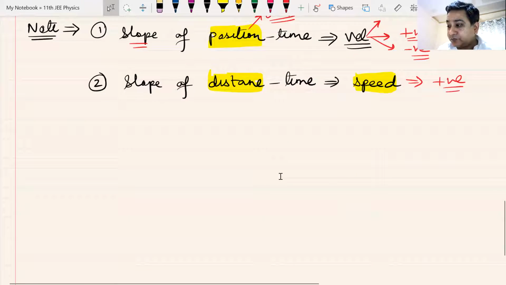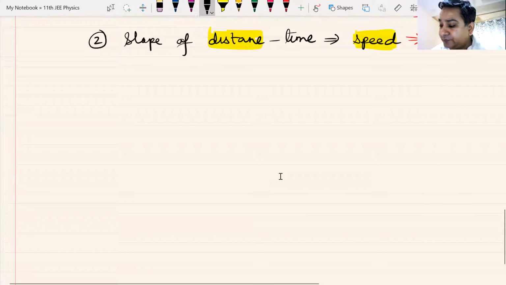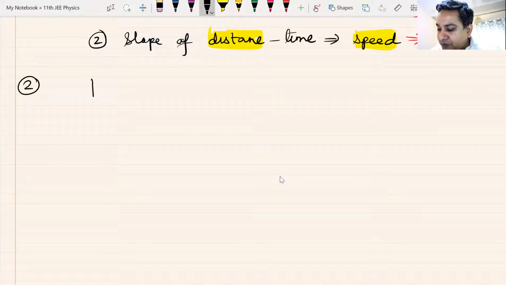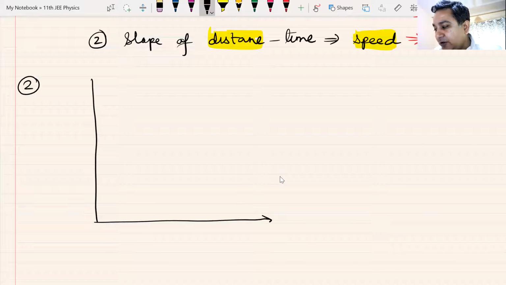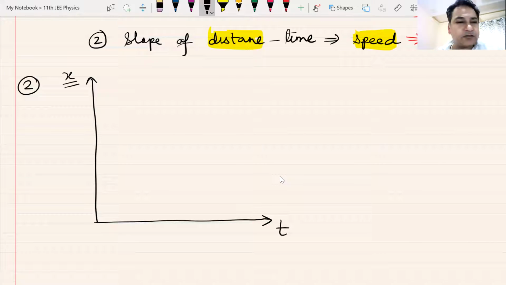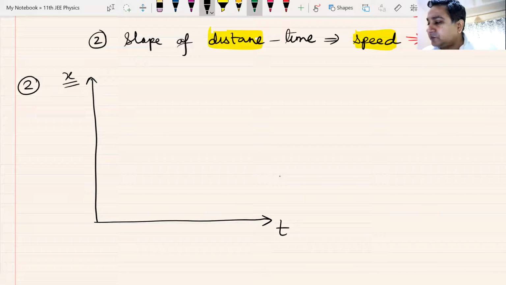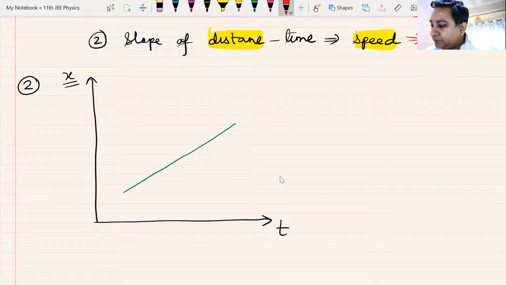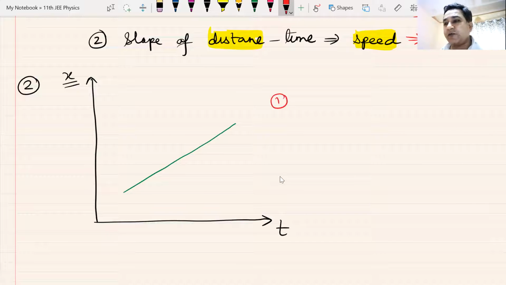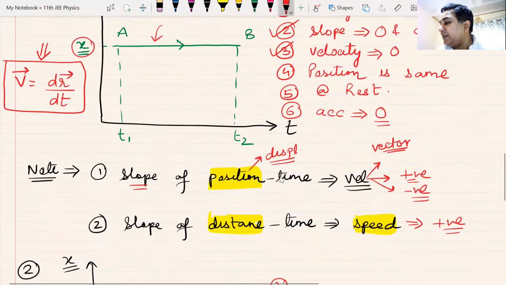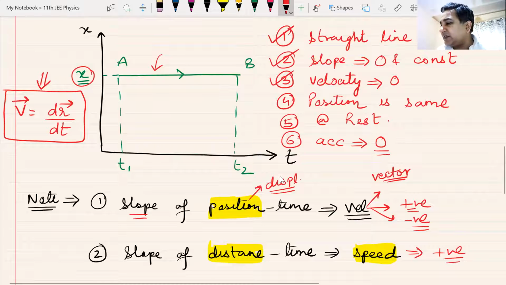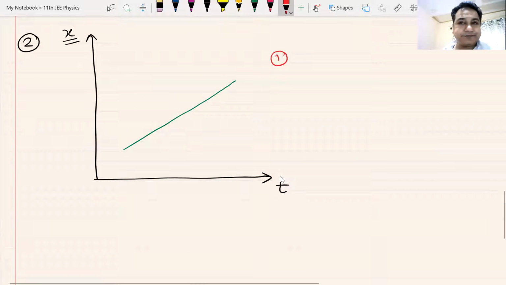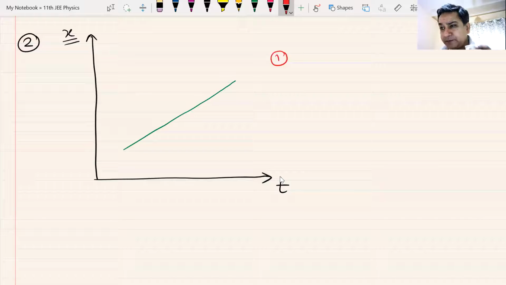Let us go on to the second type of graph. The second type of position time graph. Here I have drawn it for you. This is T. I can plot X, the position in terms of X or Y or Z, doesn't matter. And this is the graph. It is a straight line graph tilted like this. Let us think about this graph and make the same points that we made in the previous graph. We had made 6 points. Let us make the 6 points here. What is the first point, anyone?